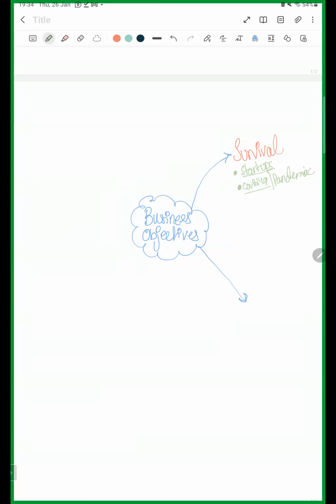So in situations like the pandemic, or an economic crisis in the country, inflation, recession, businesses usually get affected by the external environment. What I'm trying to say is that it's not mandatory for a business to be a startup or a new business to have survival as an objective. You can have survival as an objective even if you're a large established business. You can still get affected by the external environment, because the environment is so dynamic.